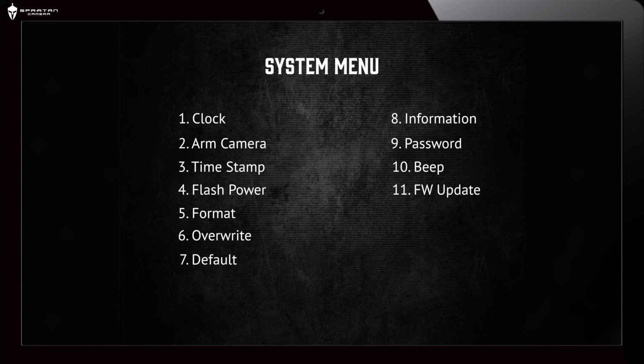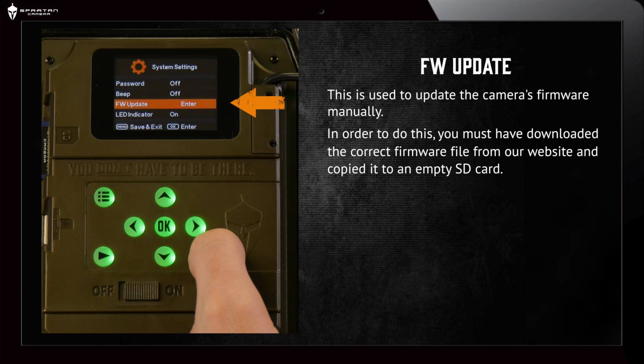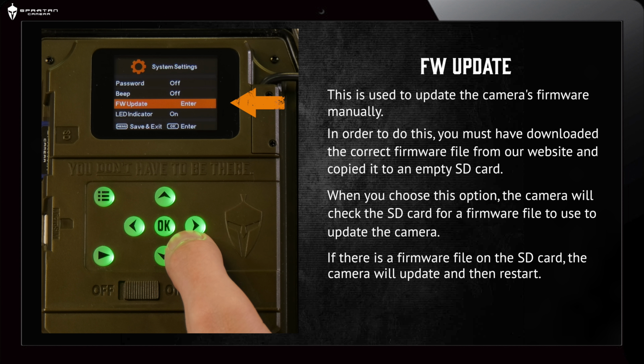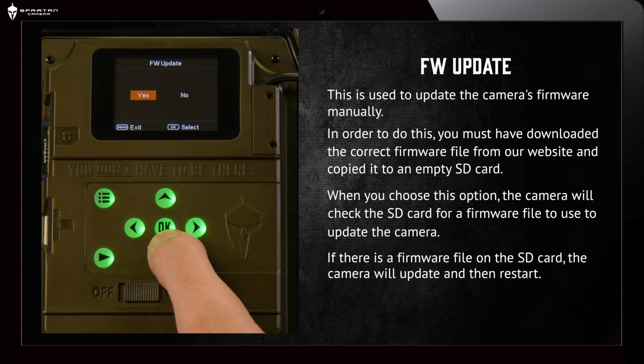FW Update. This is used to update the camera's firmware manually. In order to do this, you must have downloaded the correct firmware file from our website and copied it to an empty SD card. When you choose this option, the camera will check the SD card for a firmware file to use to update the camera. If there is a firmware file on the SD card, the camera will update and then restart.